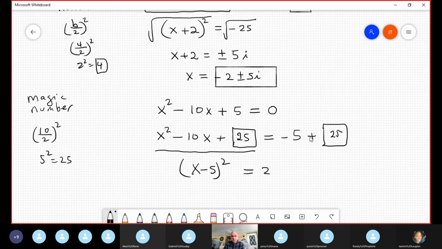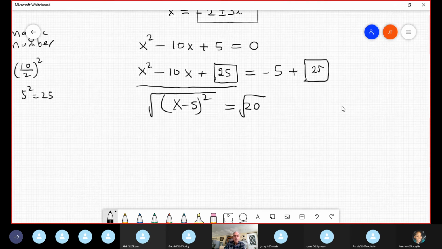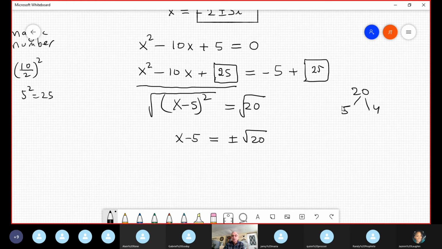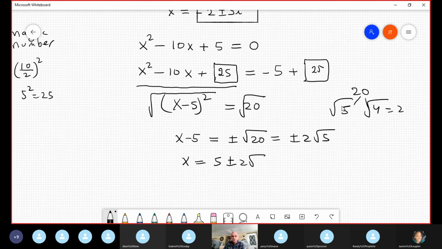In the right-hand side, we have 25 minus 5, which is 20. Now apply the square root to both sides. x minus 5 is equal to plus or minus the square root of 20, but 20 is 5 times 4. The square root of 5 stays, but the square root of 4 is 2. So this is equivalent to plus or minus 2 radical 5. Finally, x is 5 plus or minus 2 radical 5. Beautiful.